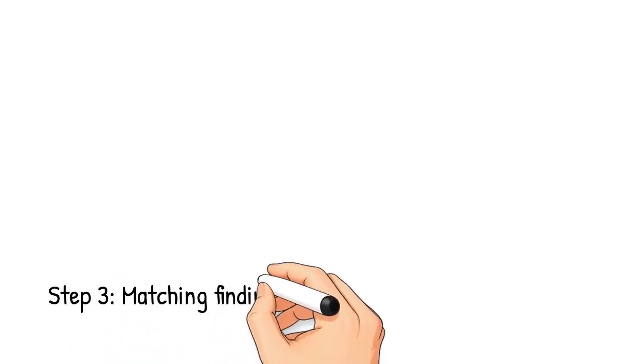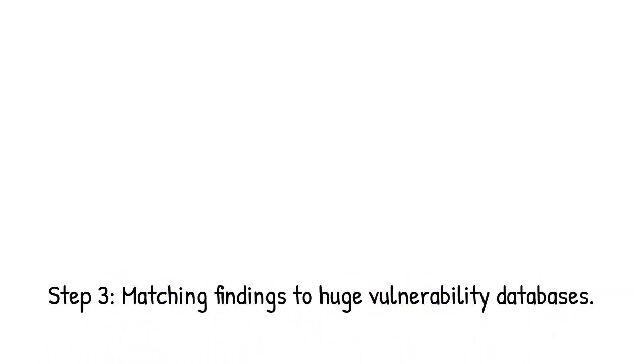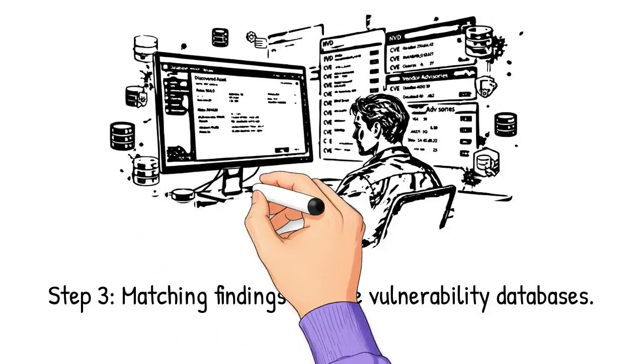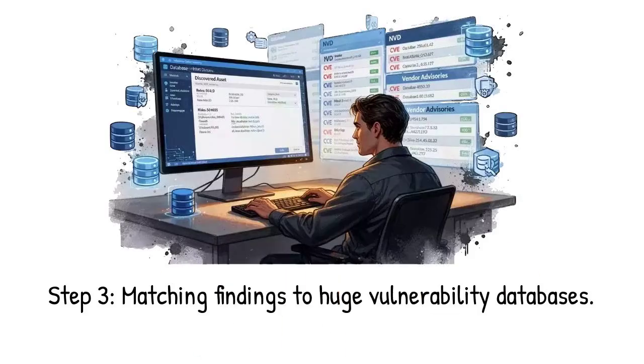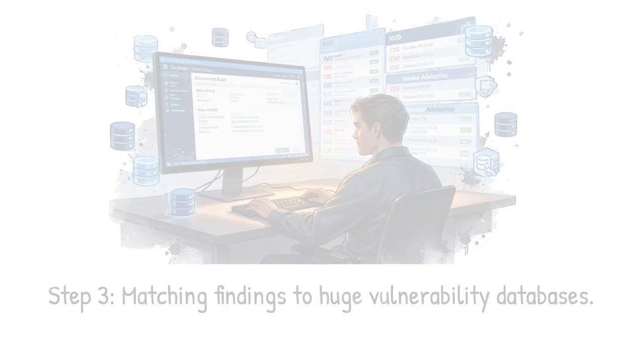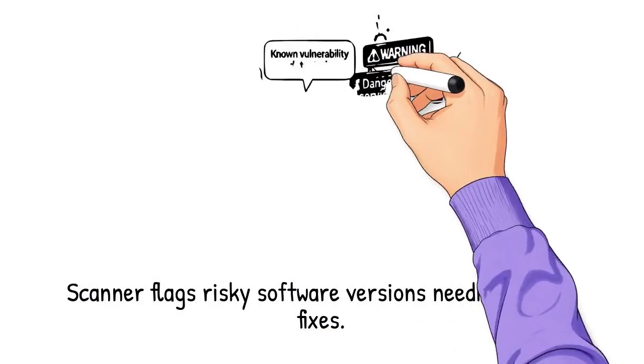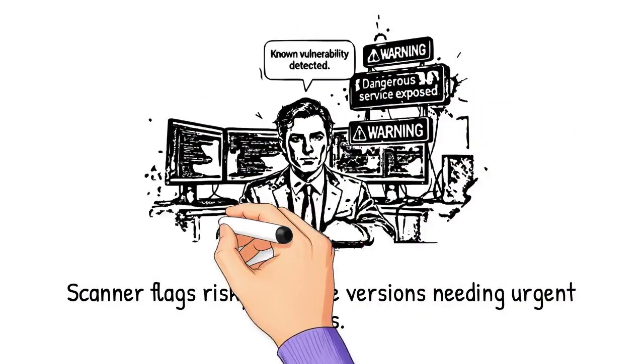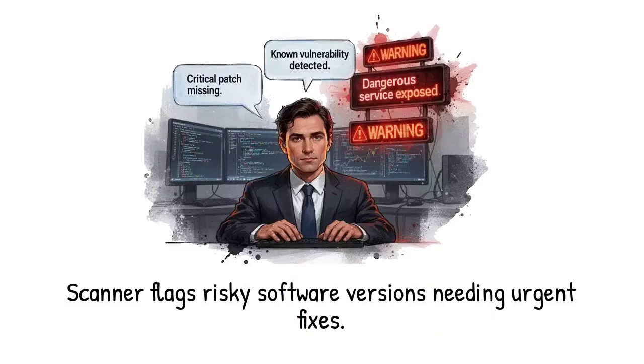Step 3. Vulnerability matching. The scanner compares the discovered information with massive vulnerability databases, such as NVD, National Vulnerability Database, CVE, Common Vulnerabilities and Exposures, Vendor Advisories, Exploit Databases, Security Bulletins. This is where the scanner says, this version of Apache has a known vulnerability. This Windows server is missing a critical patch. This port is exposing a dangerous service.